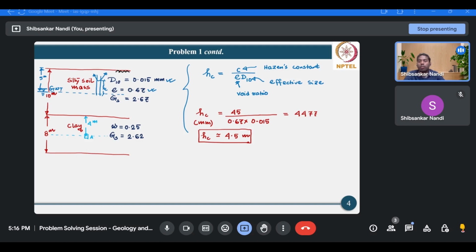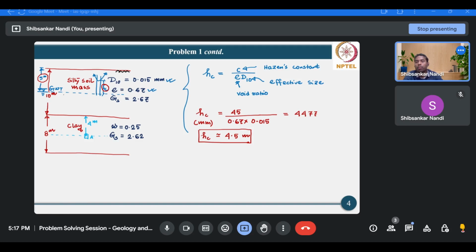So the groundwater table is located at a depth of 5 meter from the ground surface. Practically, the soil mass which is below this water table will be under complete saturation, and due to the capillary fringe zone, soil mass up to a height of 4.5 meter even above the groundwater table will be under complete saturation. So this AC value is coming as 4.5 meter. If we deduct this 4.5 meter from this 5 meter, it will be 0.5. So the remaining 0.5 will be under partial saturation condition.